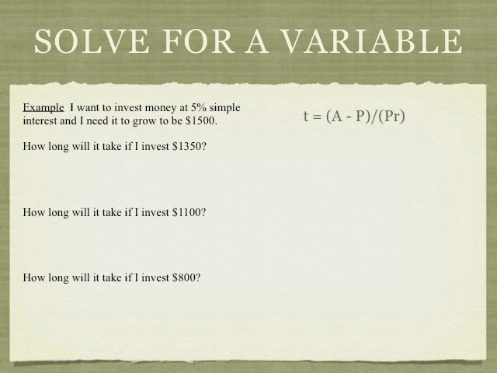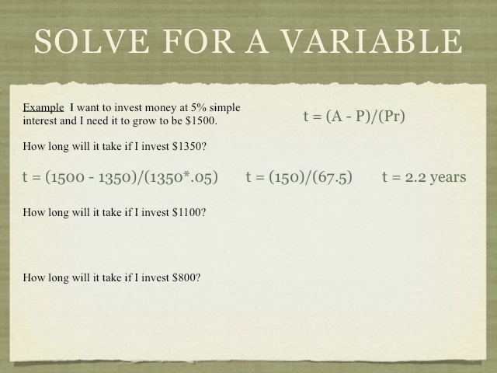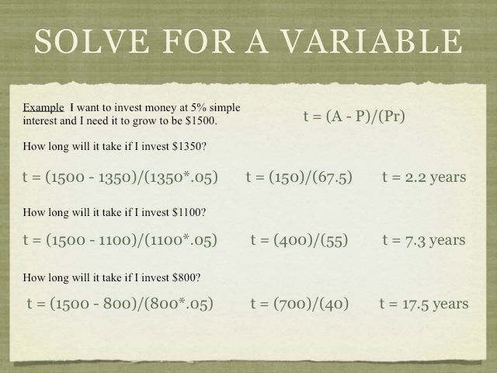So the formula I would use is a equals p times 1 plus rt, which we had on the last slide, and we'd already solved that for t. So if I have this, it's already solved for t. All I have to do is plug in my numbers. For the first one, I get t is 2.2 years. For the next one, t is 7.3 years. For the next one, it would be 17.5 years.